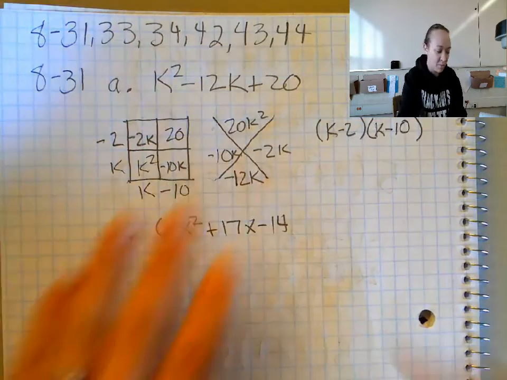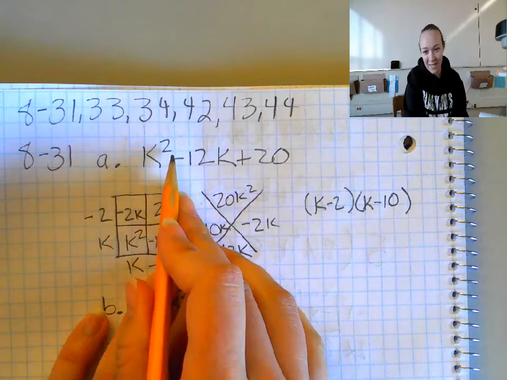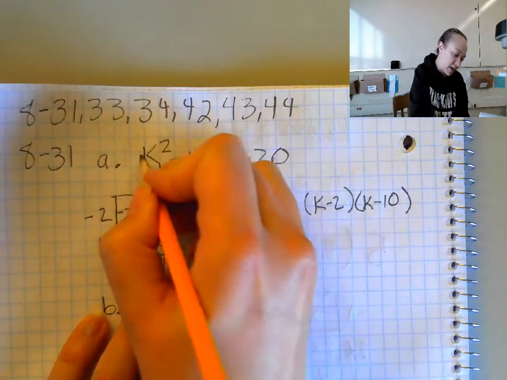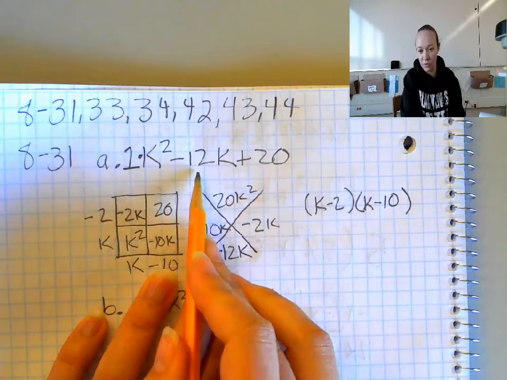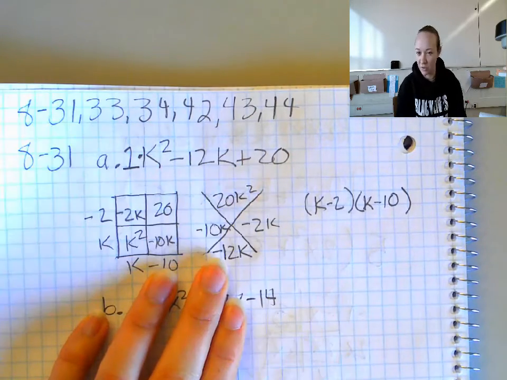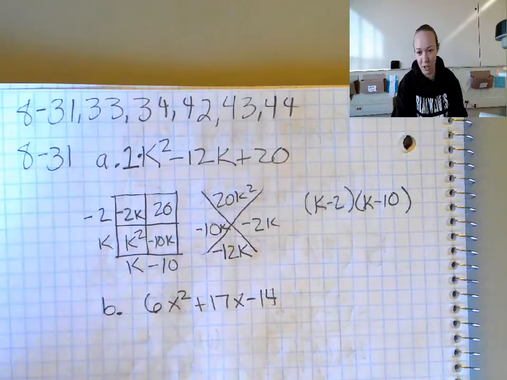Oh, and on this one, some people wanted to know if that 2 there would count as a common factor. It doesn't. The coefficient in front of the k is like a 1. So 1, 12, and 20 only have a common factor of 1, which doesn't really change anything. So you don't get to count that 2 as a common factor.